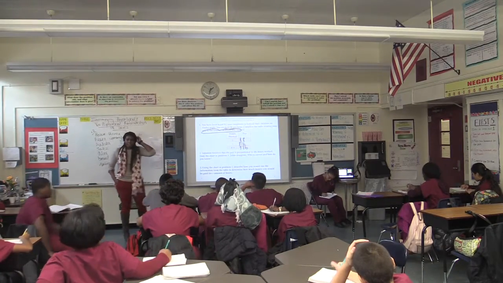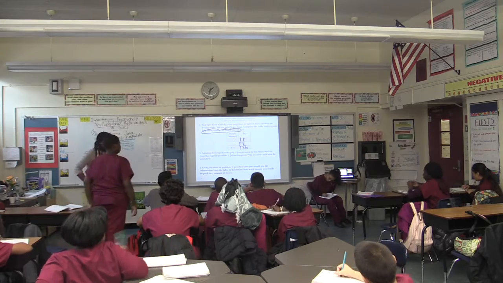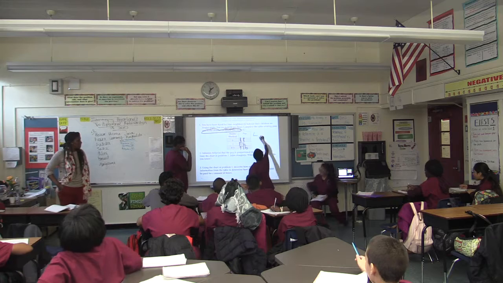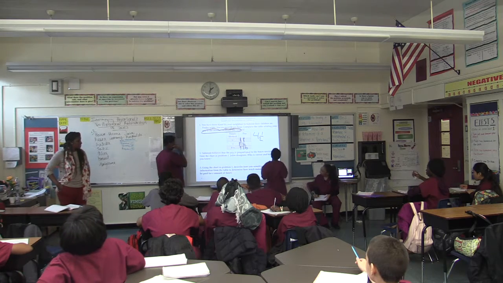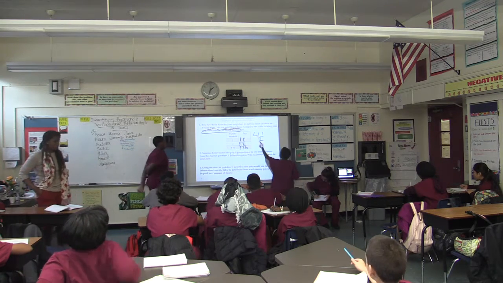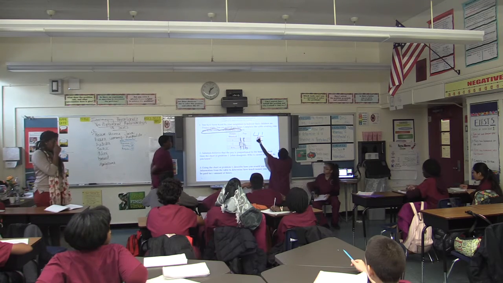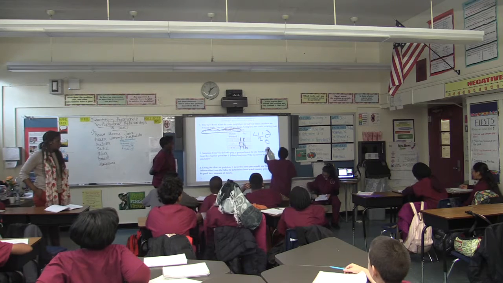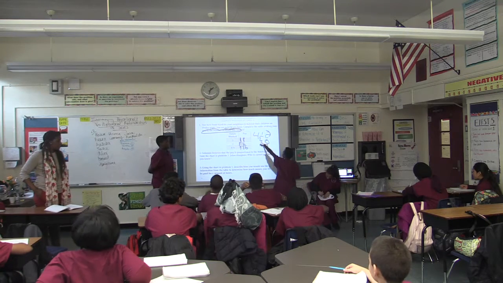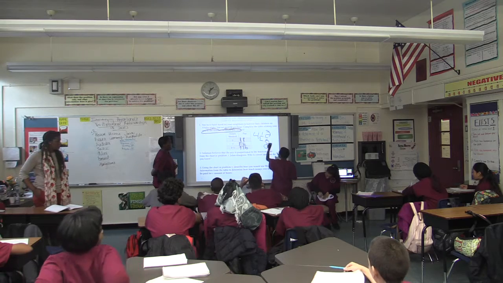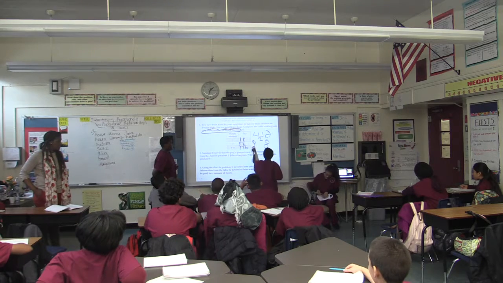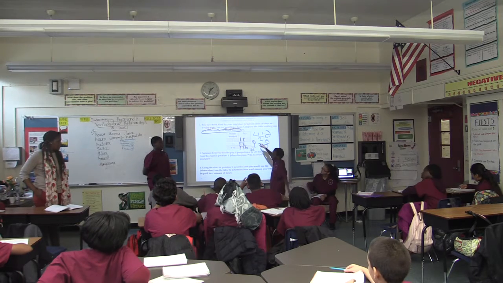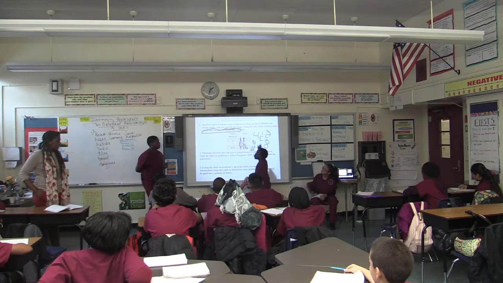Jamani has some feedback. Jamani, what's your feedback? Aren't we supposed to do this? So 4 times 2, that's 8. And then plus 1, that'll be 9. So why couldn't we do that 9 over 2 and then 8 over 1?